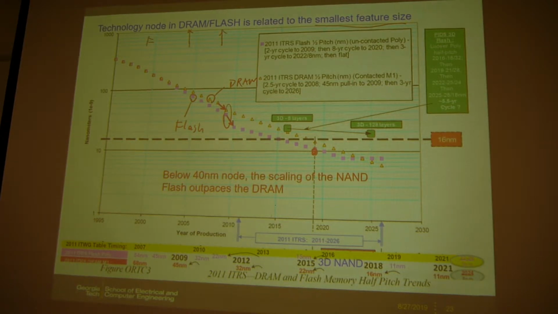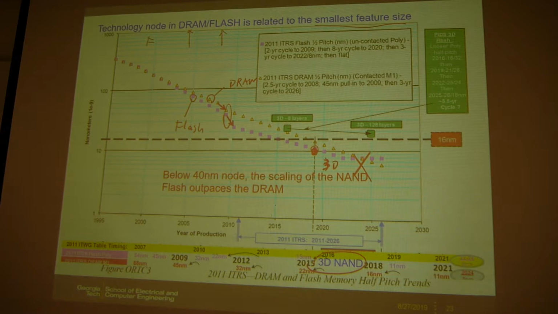The 3D NAND was introduced around 15 and 16, and then after a year, the industry switched to the 3D. So this will not happen: the two-dimensional transistor's printed gate length will not be smaller than 10 nanometer, because as we discussed, the electron's wavelength is like 13 nanometer.